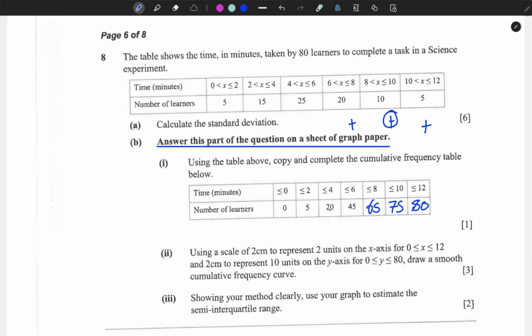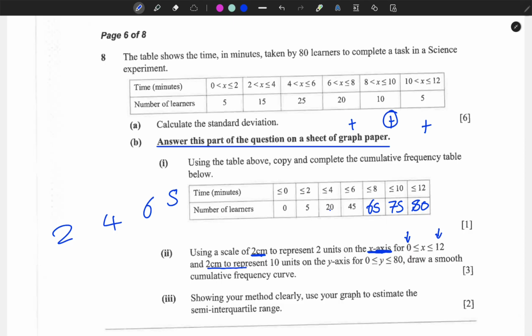Now we can go to question Roman number 2. Using a scale of 2 centimeters, a box on your graph paper to represent 2 units on the x-axis. So for x-axis, it will be 2, 4, 6, 8, 10 up to the last number. So you are adding a 2 for each box. Then we are also given the range, so you need to make sure that the lowest number should be 0, the highest number should be 12 in the x-axis.